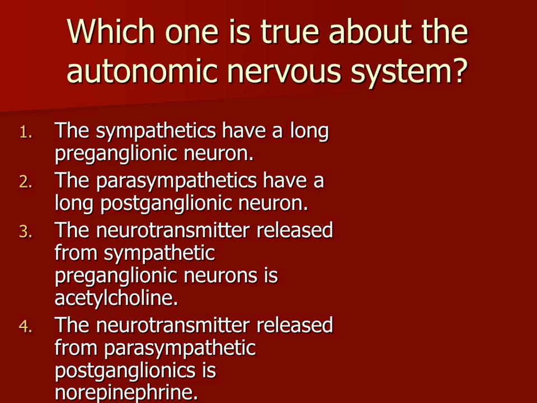All the preganglionics release acetylcholine. What makes sympathetic different? It's the postganglionic neuron that releases noradrenaline, right onto the actual organ it's controlling. So number three is true.